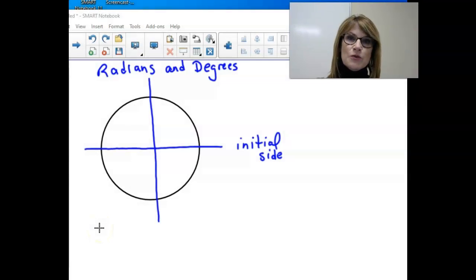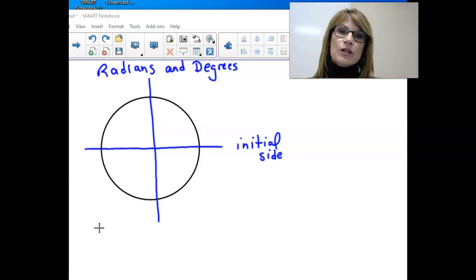Okay, suppose we have a circle where our radius is 1. We call that a unit circle. And if we were going to go around and draw angles in this unit circle, we start over at the initial side. That's going to be our positive x-axis. And then we will go around counterclockwise measuring our angles.